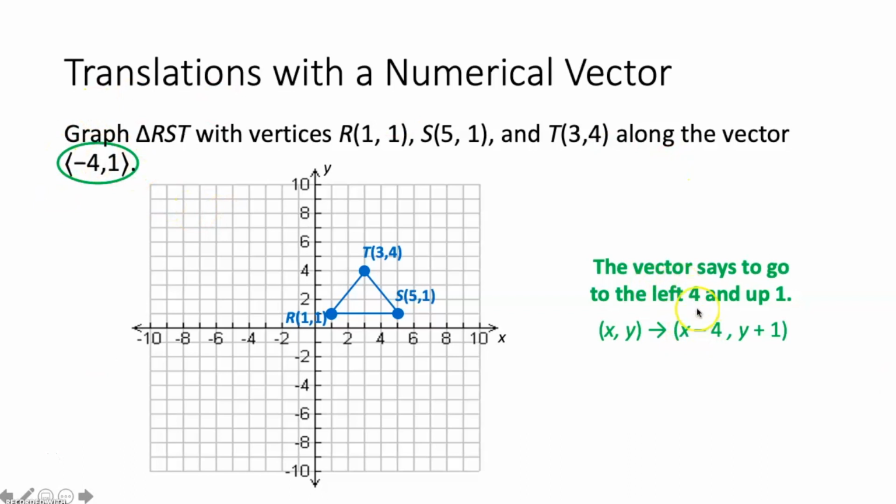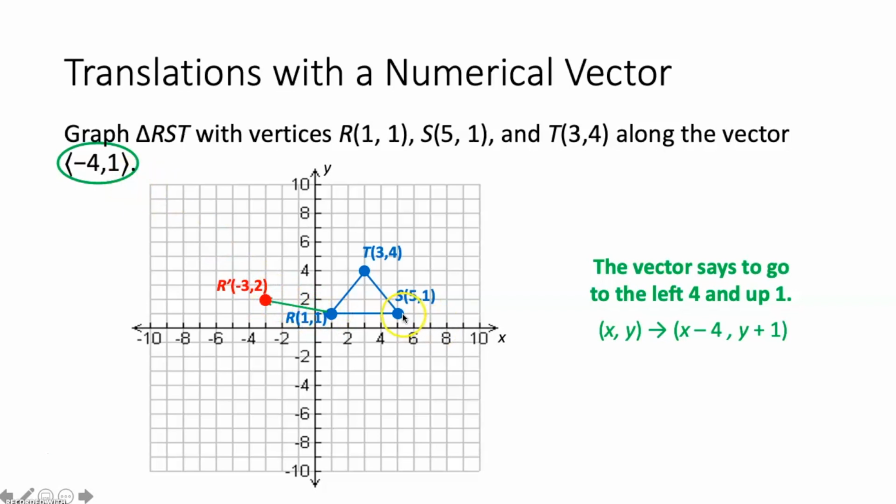So honestly, both of these ways will help you translate. It doesn't matter to me which one you use. I'm going to use this one for this example. So we're going to take each point and move it to the left 4 units and up 1 unit. So I'm going to take point R, move it to the left 1, 2, 3, 4 units, up 1 unit, and that is where R prime is going to be. That's the image of point R after it's been translated along this given vector.